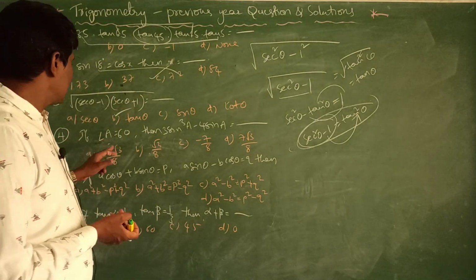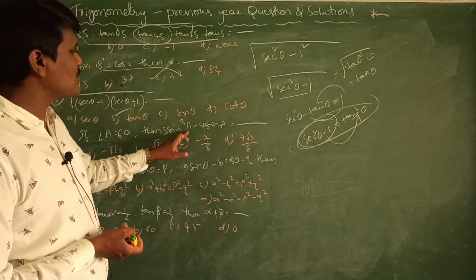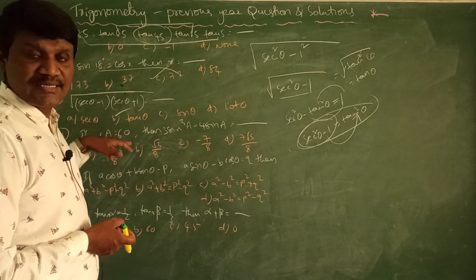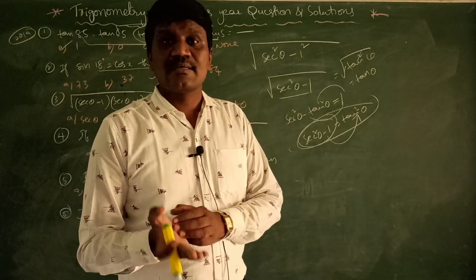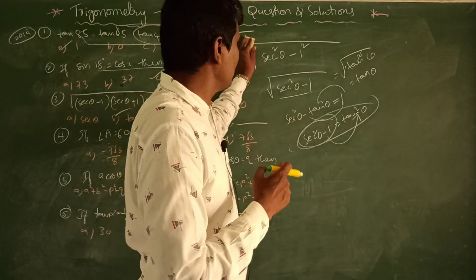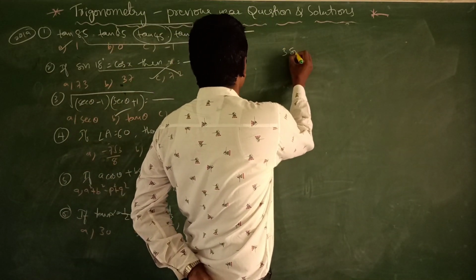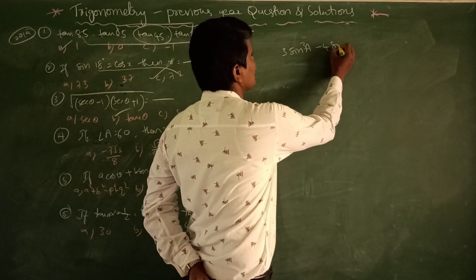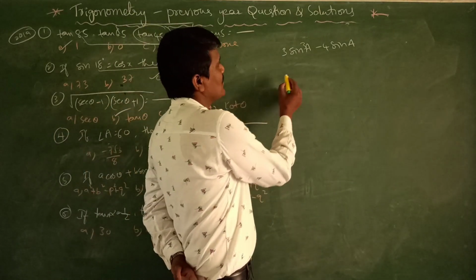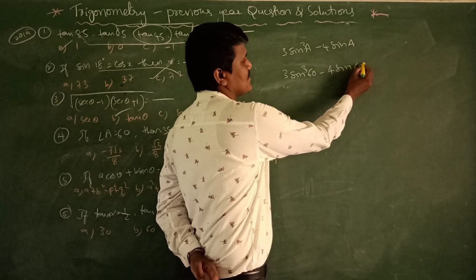And the next question, if a is equal to 60, then 3 sin cube a minus 4 sin a is equal to dash. Again this is based on the value 60. What is the sin 60 value? Sin 60 value is root 3 by 2. You substitute root 3 by 2 here, you will get the answer. Let's do it now. The question is 3 sin cube a minus 4 sin a. Wherever a is there, substitute 60. So 3 sin cube 60 minus 4 sin 60.